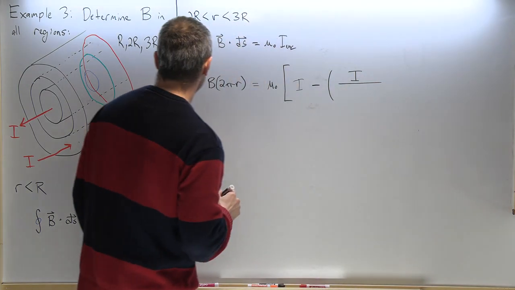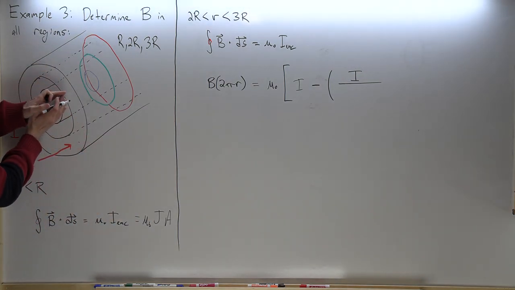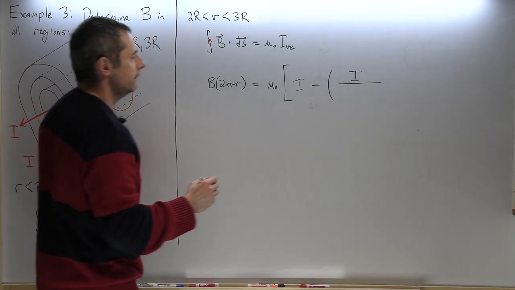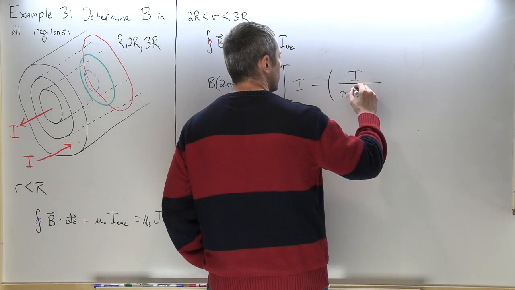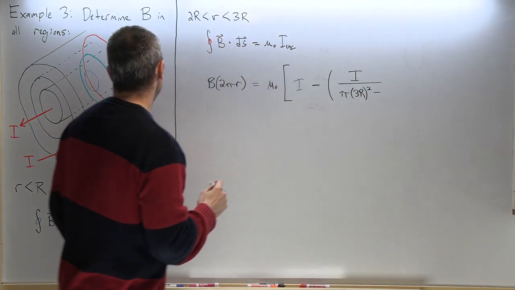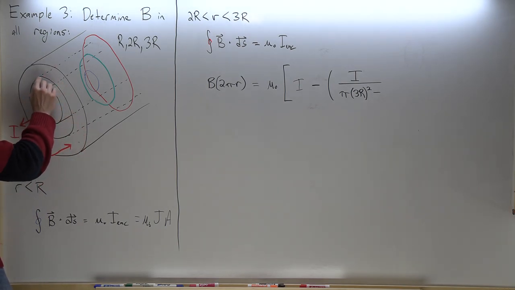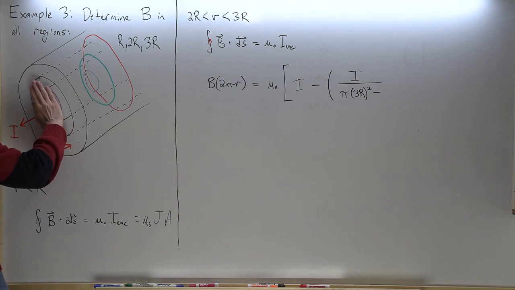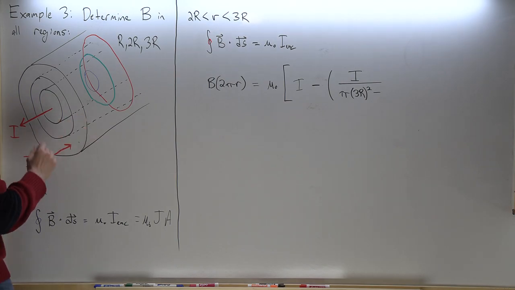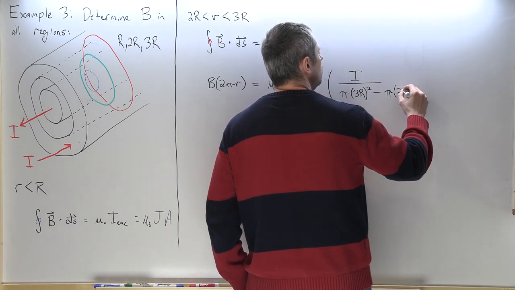But what's the area that it goes through? Well, we have to first find the area of this entire circle here, which is pi times 3r squared. But the current doesn't go all throughout this whole area because it stops at this hole. So we need to subtract off the area of the hole here. So we just get the area right here. And the area of the hole is pi r squared, but the r is 2r.